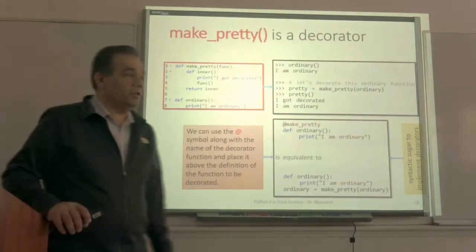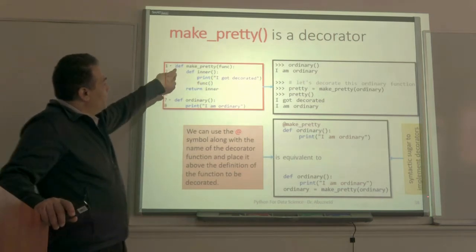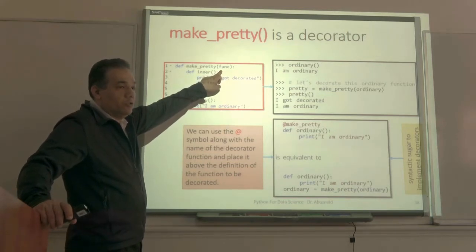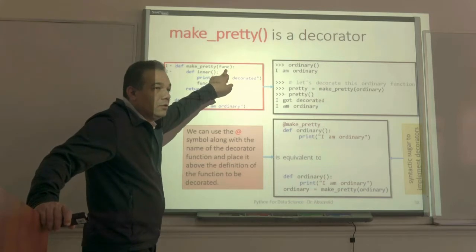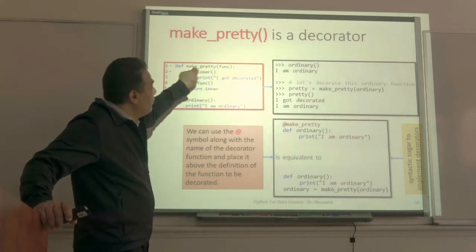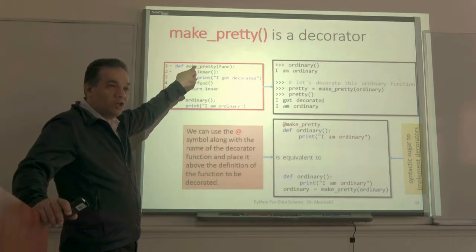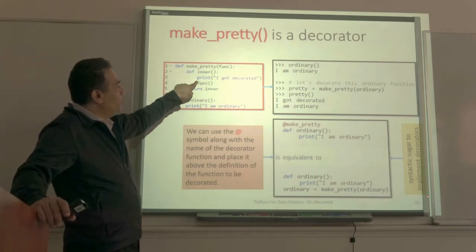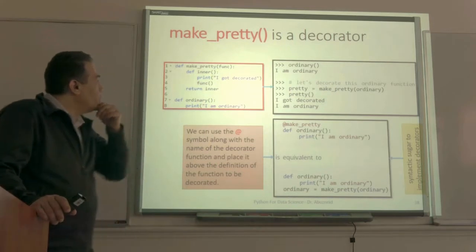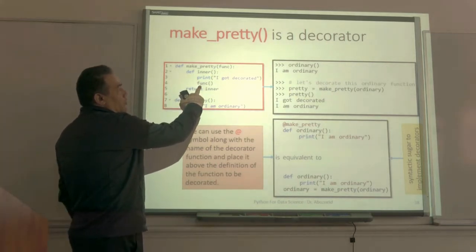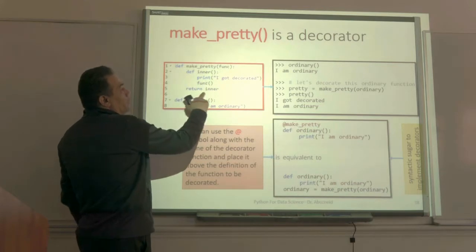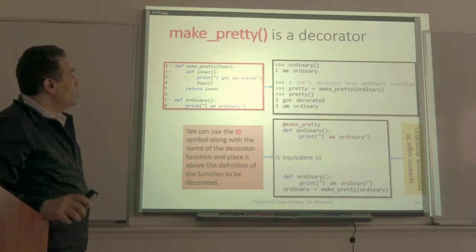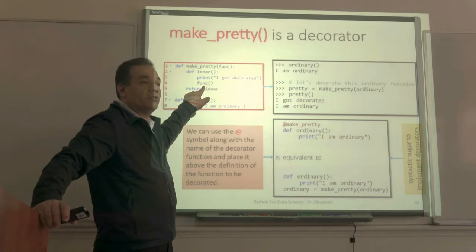So there's a function called make_pretty. What are you going to pass to it? A function. So we're going to take this function and make it pretty. We modify the operation. So that's the inner function, which prints "I got decorated." And then you call the function and return the inner. So what you did in here is you took a function, you modified it, and you called it.